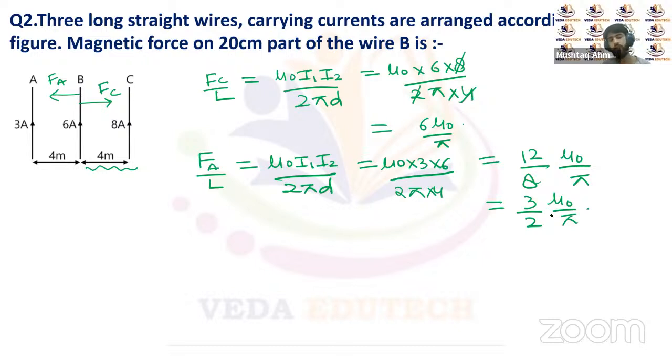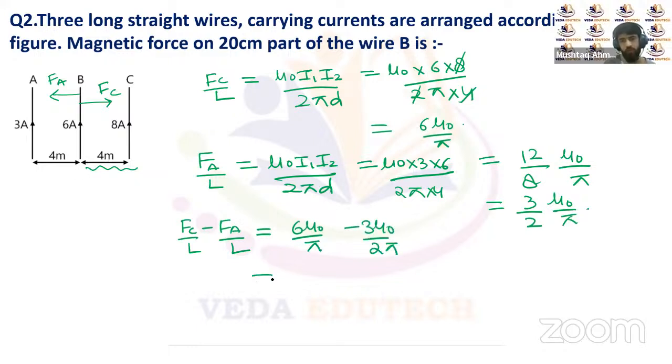Now the net attractive force per unit length will be Fc minus Fa. So we can write Fc upon L minus Fa upon L, that will be equal to 6 mu naught upon pi minus 3 mu naught upon 2 pi. So 12 minus 3 will be 9. It has to be 9 mu naught upon 2 pi. So 9 mu naught upon 2 pi will be the net attractive force on the wire B because of the two wires A and C.